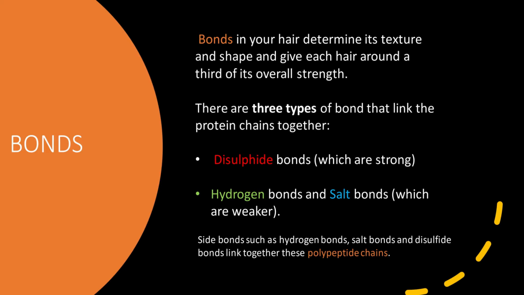Disulfide bonds, which are strong. Hydrogen bonds and salt bonds, which are weaker. Side bonds such as hydrogen bonds, salt bonds and disulfide bonds link together these polypeptide chains.